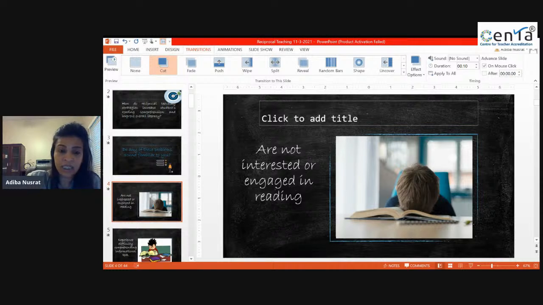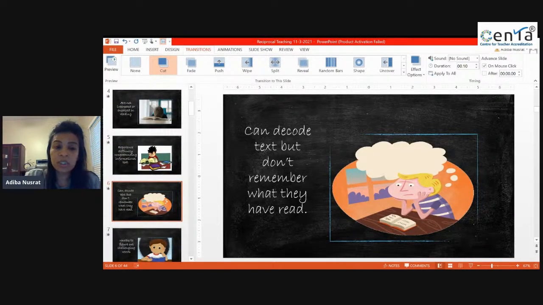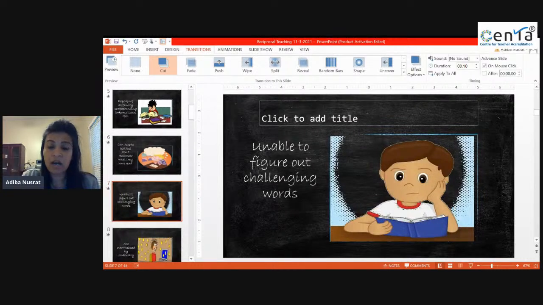So do you think that they are not interested or engaged in reading? And they're not focused, they lose interest, or they experience difficulty in comprehending informational text? By informational text, I mean whether it is the science or social science text, or even the math equation or anything that is there. So do your students experience difficulty with that? Or they cannot decode text and don't remember what they have read? Or they are unable to figure out challenging words?